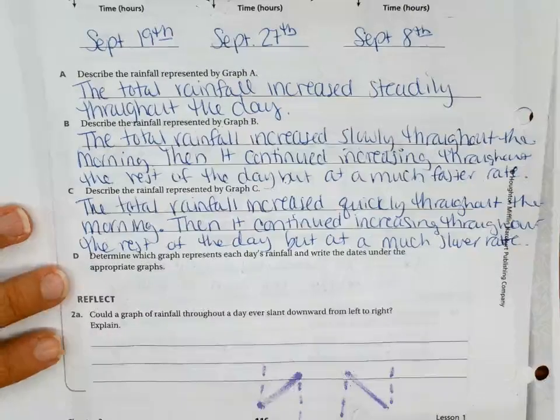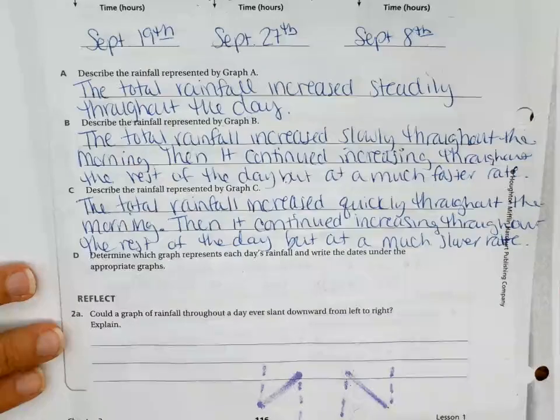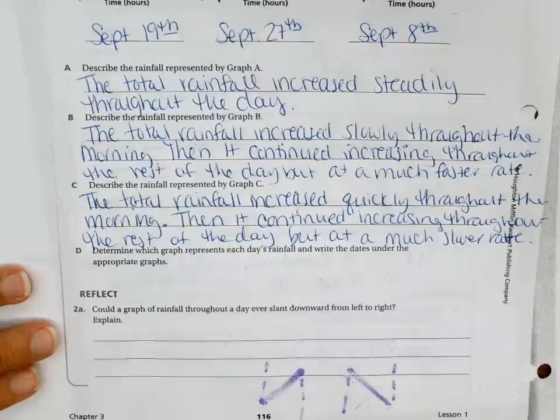Determine which graph represents each day's rainfall and write the dates under the appropriate graphs. So we already did that. Reflect. Could a graph of rainfall throughout a day ever slant downwards from left to right? Explain.